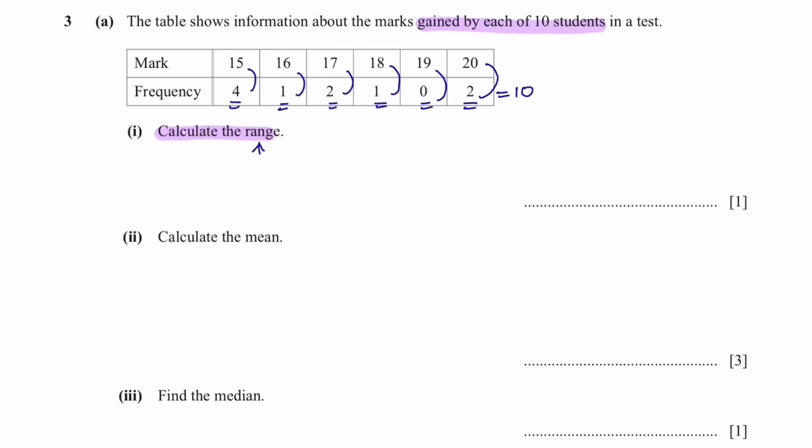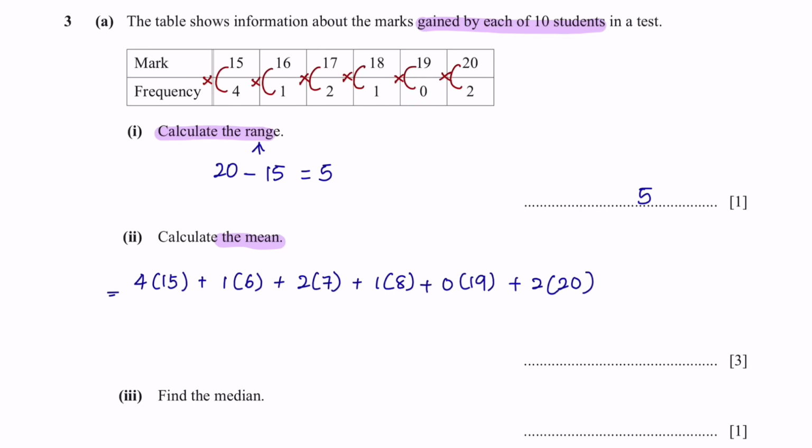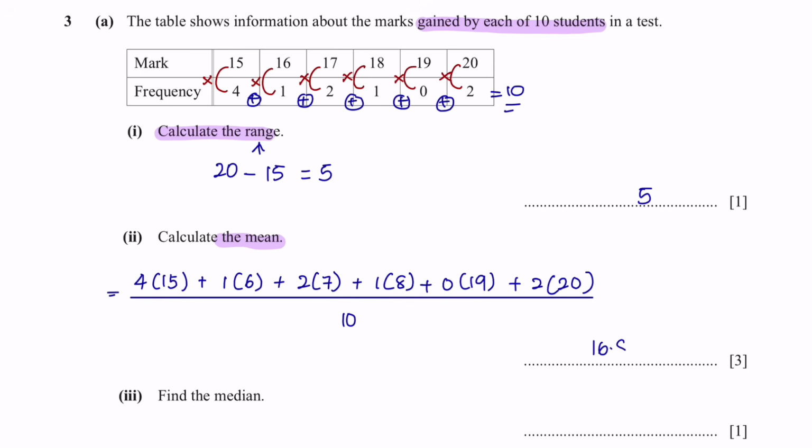To calculate the range, we're going to take the highest mark, which is 20, minus the lowest mark, which is 15. So that would give us a range of 5. Part 2. Calculate the mean. To calculate the mean, we're going to take the frequency, multiply by the mark for each frequency, sum them up together and divide them by the total number of students. This will give us a mean of 16.8.